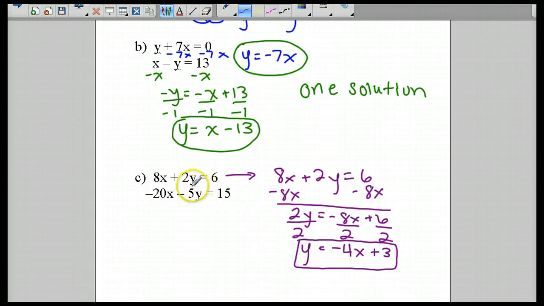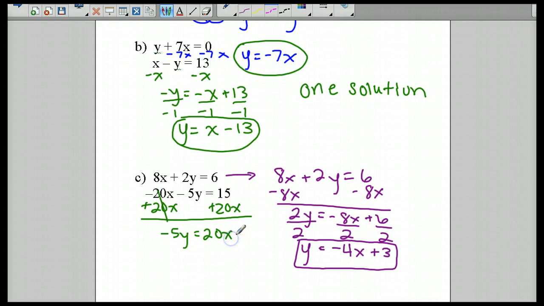Now again, at any point, like right now, if you want to just pause while I solve this one and then fast forward to see my answer, that might be good for you to get practice. So how do we get y alone here? Add 20x to both sides. This cancels. We get negative 5y equals 20x plus 15. Again, we're going to divide by negative 5. So this becomes 1. This is all alone, that y. y equals negative 4x minus 3.